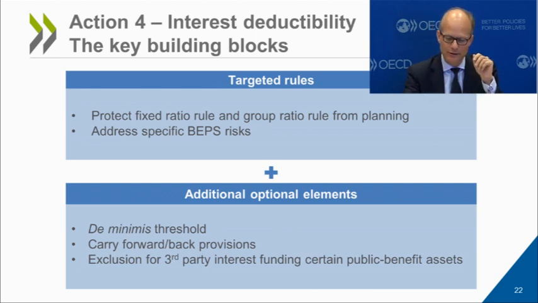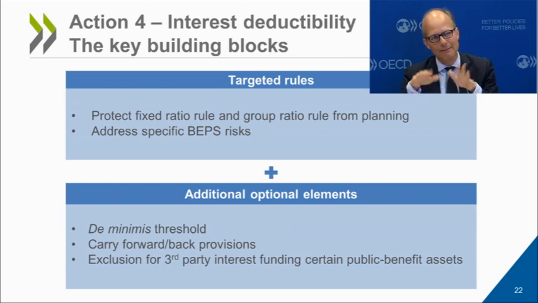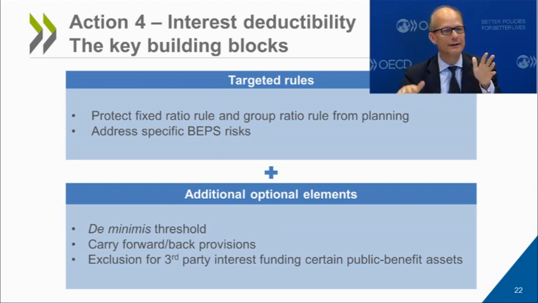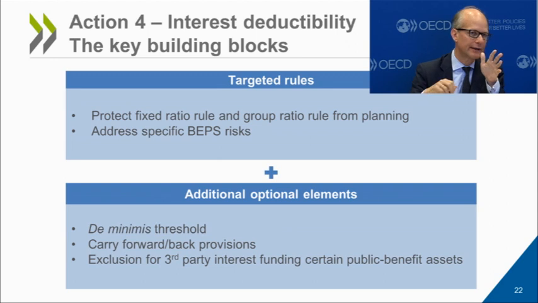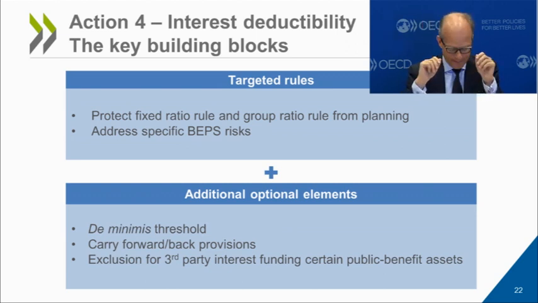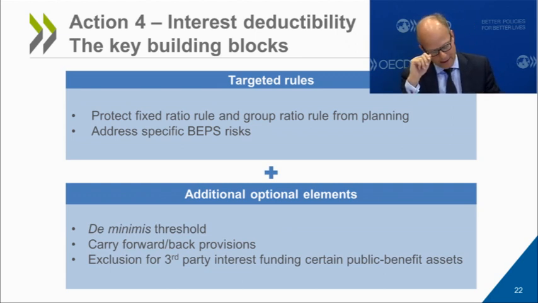And finally, the optional elements that I've already mentioned. There is a de minimis threshold that can reduce compliance burden significantly. You take out the small pieces, low debt. The carry forward and carry back provisions, both of the interest and the capacity they haven't used, allow you to smooth out the volatility that's inherent in a measure that's based on earnings. And we have a possible exclusion for third-party interest funding that is there for public benefit assets, such as may be the case for publicly funded infrastructure and similar projects.